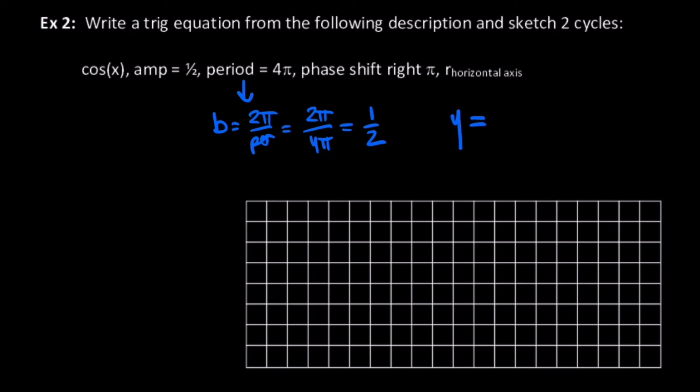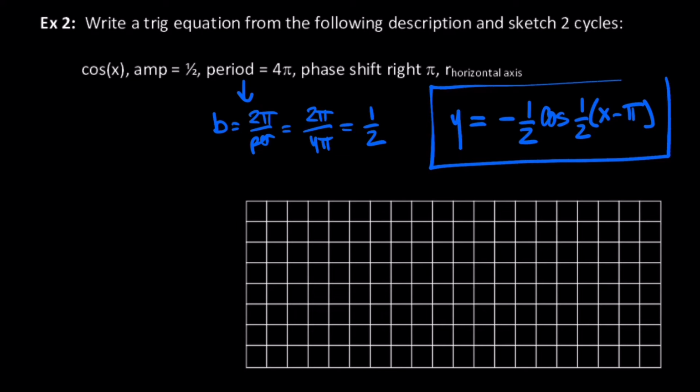Let's start writing the equation. Y equals. Now, reflection in the horizontal axis is the same thing as reflection in the x if you do that first, so it has to start with a negative. Amplitude is 1/2. That comes next. It says it's a cosine. Next, I list my b term, which is also 1/2, and then in parentheses, I'll put the variable with the phase shift. Phase shift right pi, so that'll be x minus pi. There's no vertical shift, so I stop there.